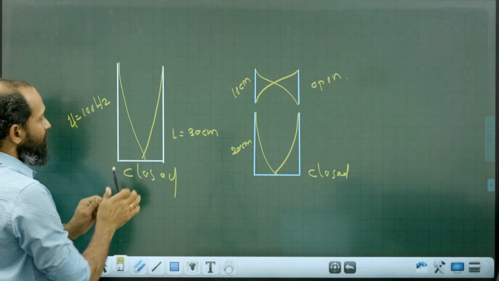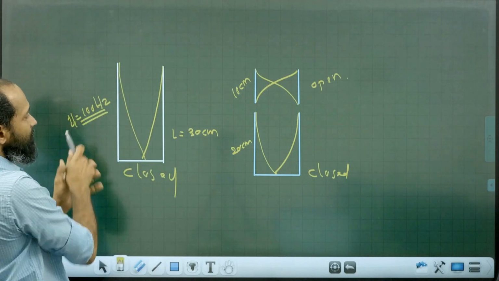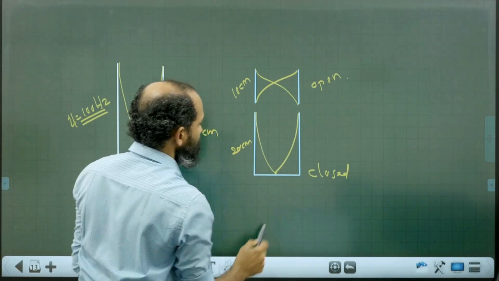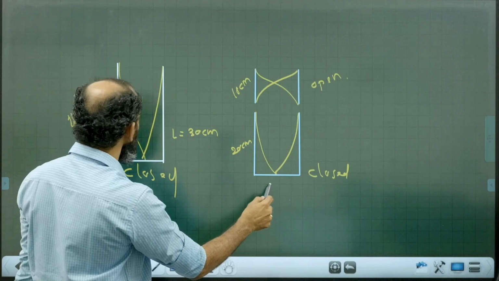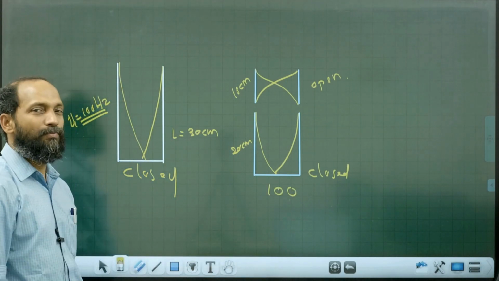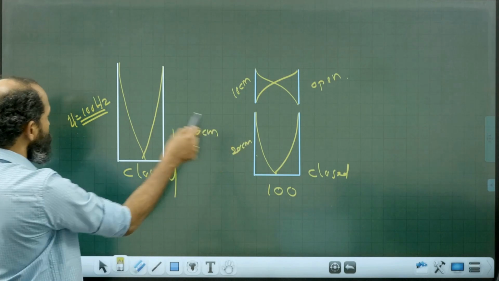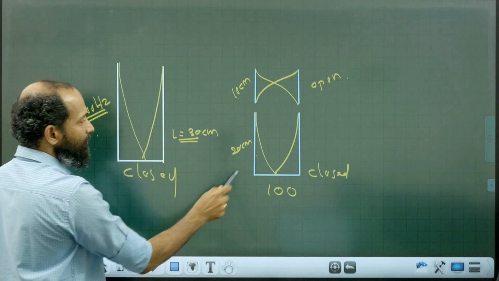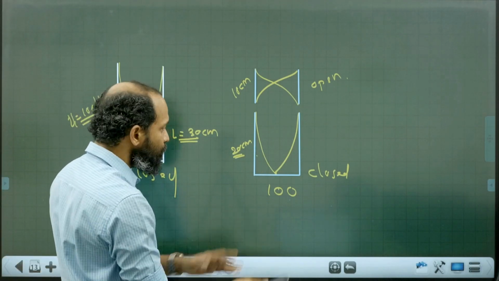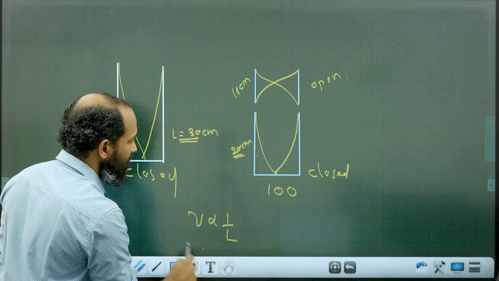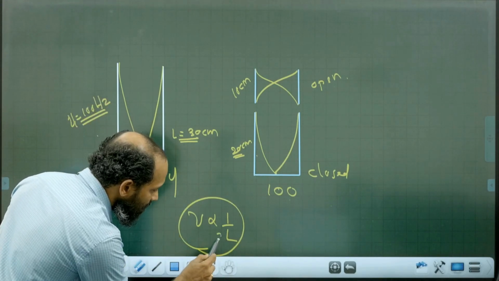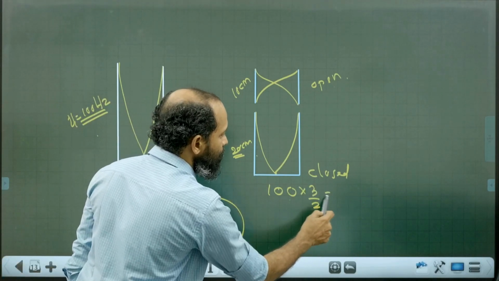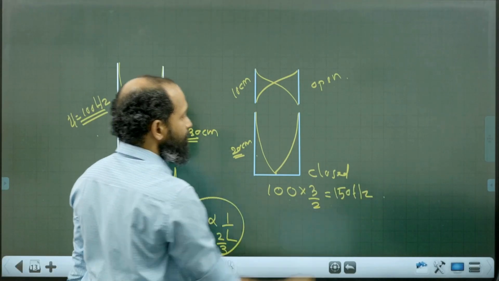See here, this is a closed pipe with fundamental frequency 100. So the closed pipe's fundamental frequency would have been the same if the length was the same. But its length is how much? Its length is 20 out of 30, so the length has become 2/3. Frequency is proportional to 1 by L. That is why the length has become 2/3, and the frequency becomes 3 by 2 times. So 100 into 3 by 2, that is 150 Hertz.